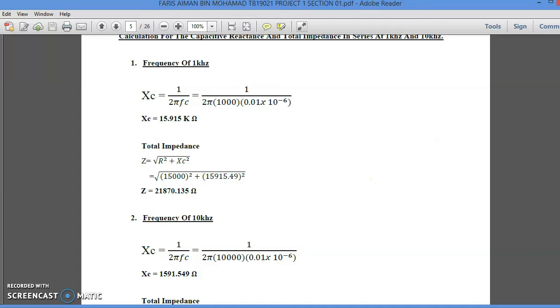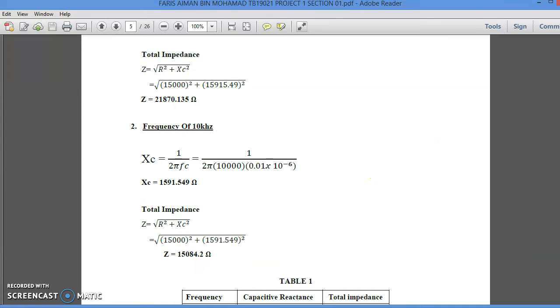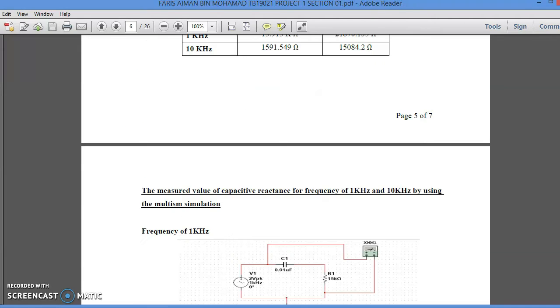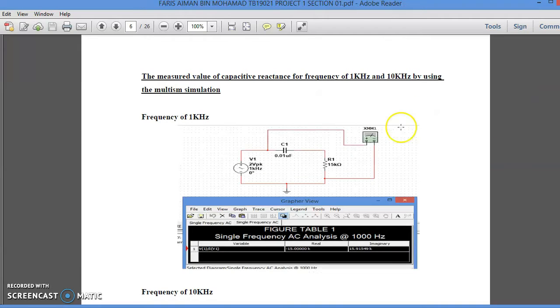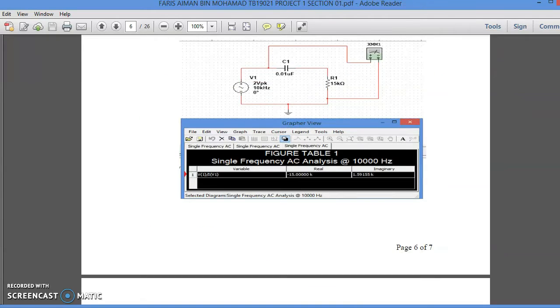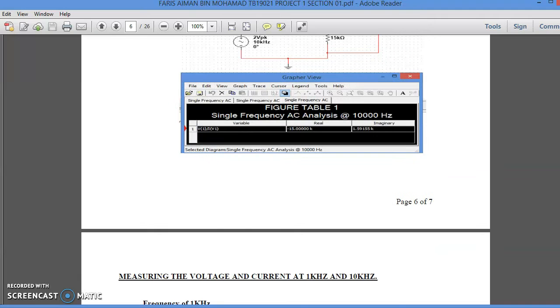21,870 ohm. For the 10 kHz, the capacitive reactance is 1591.45 ohm. For the total impedance is 50,084 ohm. For the measured value of capacitive reactance for frequency of 1 kHz and 10 kHz by using the Multisim simulation like this, the value was the same as the theoretical value.